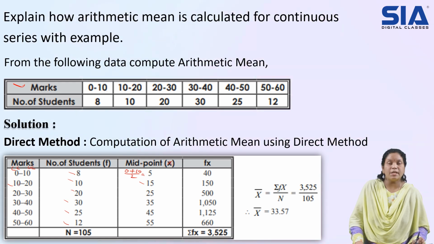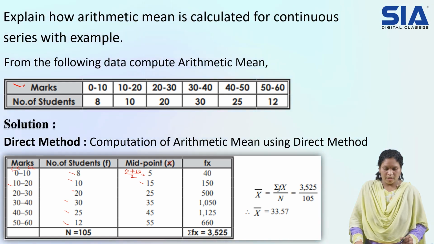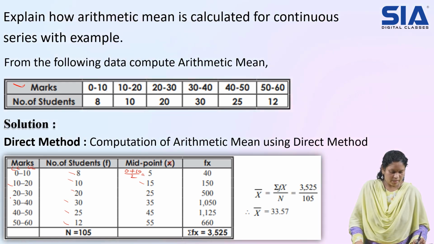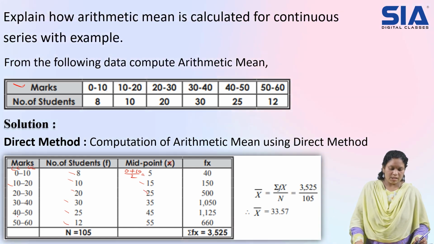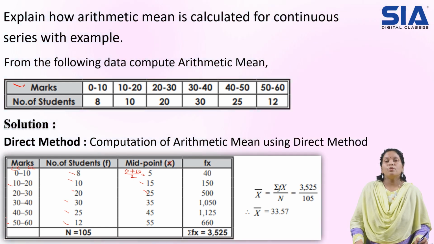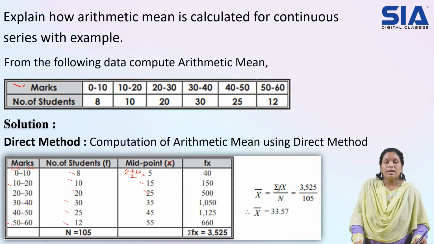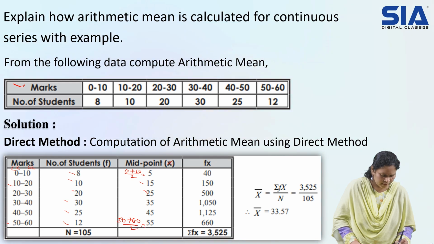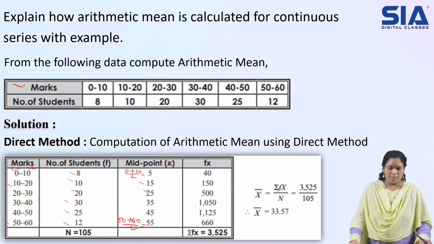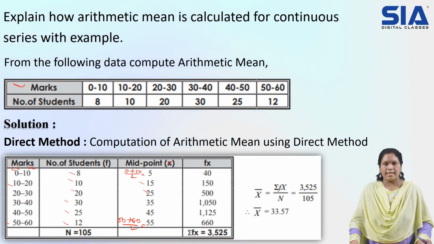Next, check it out: 10 plus 20 divided by 2 is nothing but 15. Similarly, next one, 20 plus 30 divided by 2, you'll get 25. Like that, up to the last value, 50 to 60, you have to find the mid values. Let me explain the last one again: 50 plus 60 divided by 2 is nothing but 55. In this way, we'll frame the mid values. All the mid values we got are called midpoints, and the notation is x.